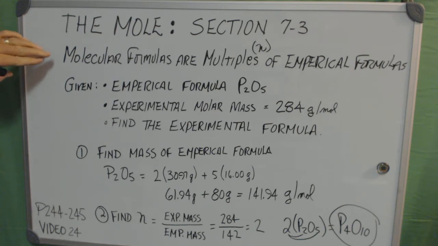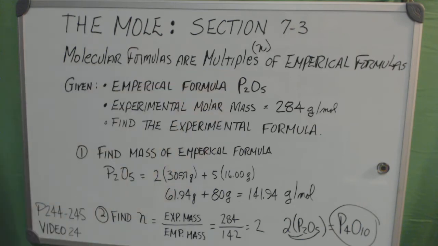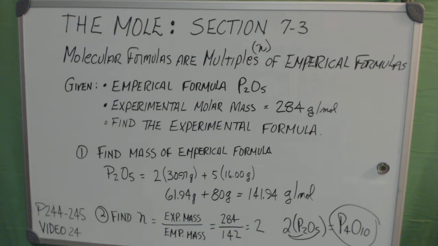And we're going to discuss how molecular formulas are multiples of empirical formulas. I have a little n here, and that's the multiplier we're going to try to discover. That'll be n. It is usually given like this.